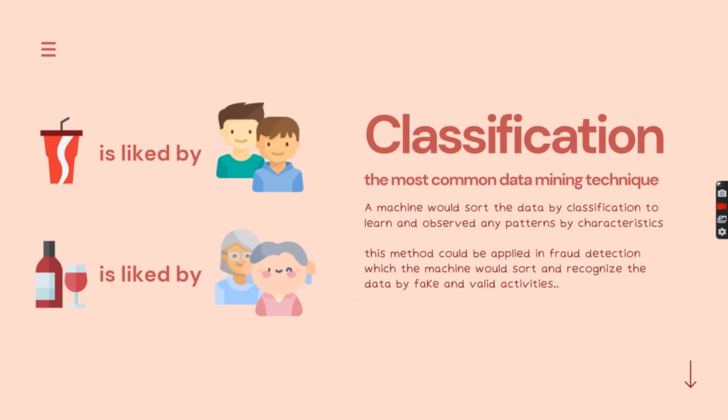First would be classification. Classification is the most common data mining technique. A machine would sort the data by classification to learn and observe any patterns by characteristics. For example, given data about people's favorite drink, the machine would sort the people's favorite beverage and find more about their characteristics, such as age, gender, weight, and so forth. The machine could then predict what drink people would probably like based on their characteristics.